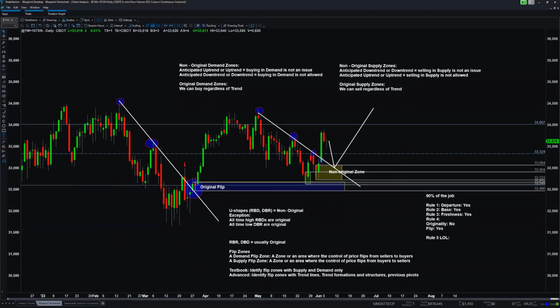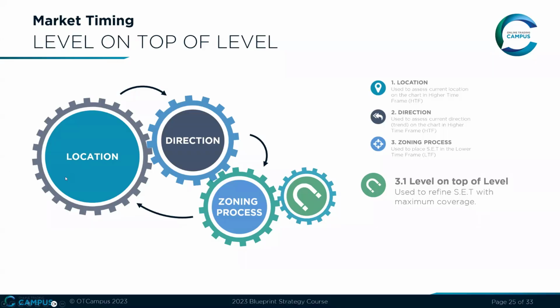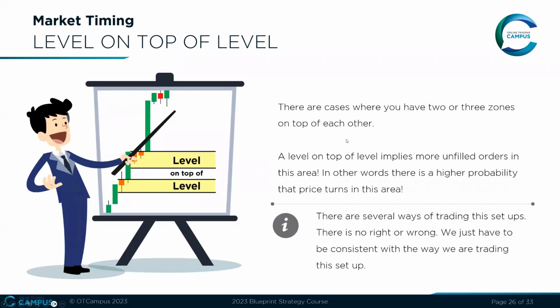So since we've already looked at originality, we can also do this. And the level on top of level is such an important analysis that I've added it as an additional step of the process here, where we have the location, the direction, the zoning, and now also the level on top of level, which we use to refine the set with maximum coverage, right? That trade-off between profitability and safety. Always safe. The priority here is always on safety first.